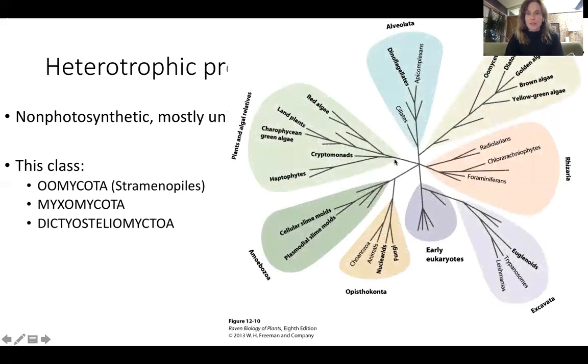So let's take a look at this drawing from your text, which I want you to know. By the end of the semester, I want you to be able to know something about every single one of these supergroups and the creatures that we talk about within them. So today we're talking about the oomycetes, and they're all the way up there in Stramenopila. And we're talking about the slime molds, which have their own supergroup, the Amoebozoa.